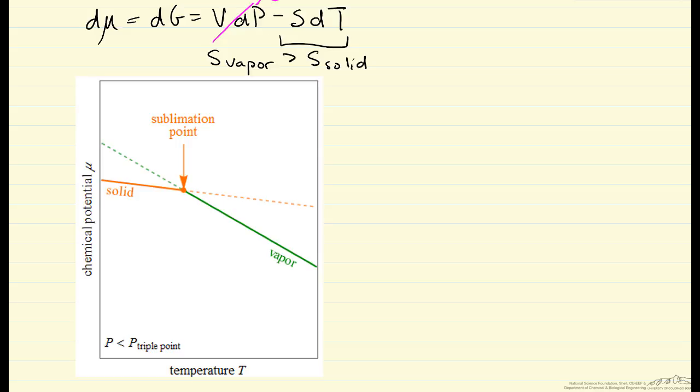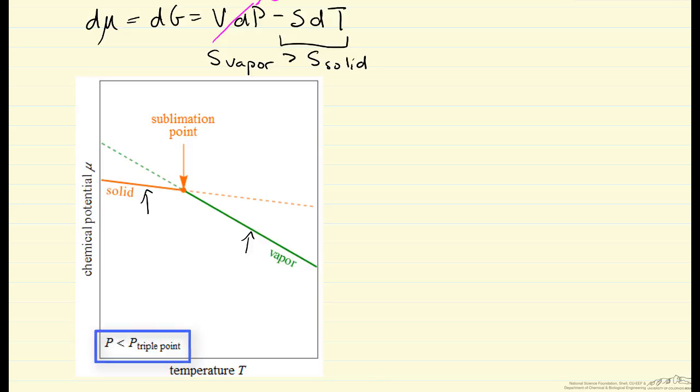So remember, the phase with the lower chemical potential is the stable phase. So at low temperature, the solid phase is stable, the solid line, and then at high temperature, the vapor phase, and the transition, the sublimation point, is where the two chemical potentials are equal, phase equilibrium. So note that this says the plot corresponds to a pressure less than the triple point pressure.